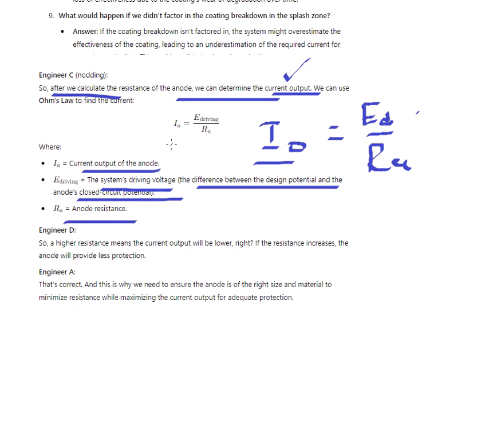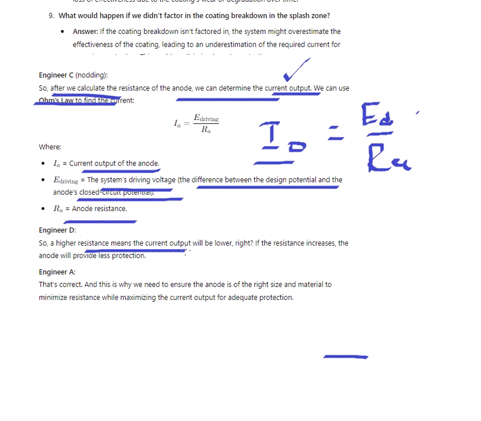RA is the resistance. This is Ohm's law. If potential is more, you will have more current. If resistance is more, you will have less current. Potential is the current times the resistance, and that's how you can calculate it.